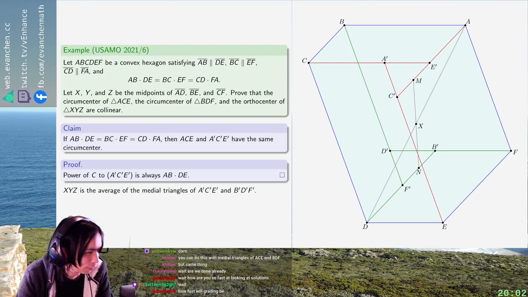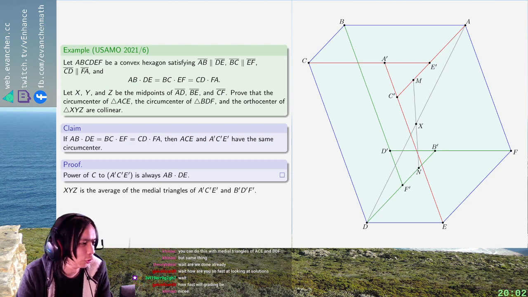How fast will grading be? Problem 3 and problem 6 are very easy to comb through. Most of the solutions are obvious zeros.